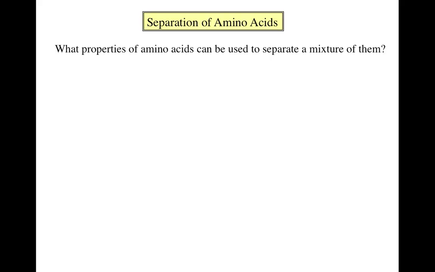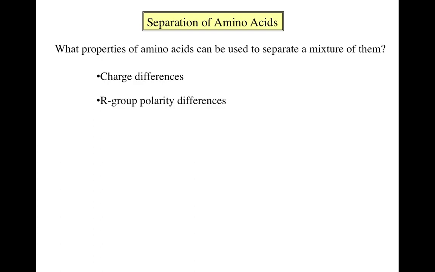Now that we have seen how amino acid structures and charges can change based on the pH of the solution they're in, we're going to talk about some different techniques that can be used to separate them from one another. We can take advantage of two characteristics as we try and separate amino acids, namely differences in charge and differences in the polarity of the R groups.